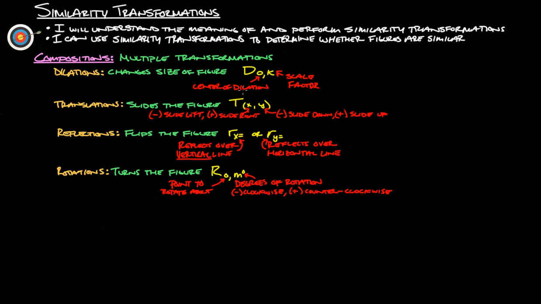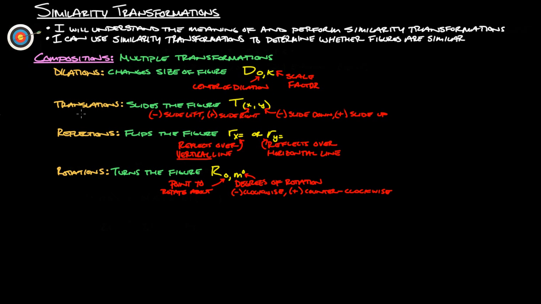The O is the center of dilation. If it's got the O there, that means the origin. And then K is going to be the scale factor. So like 2 would mean you're going to multiply each point by 2. 1/2 means you're going to multiply each of the x's and y's by 0.5.